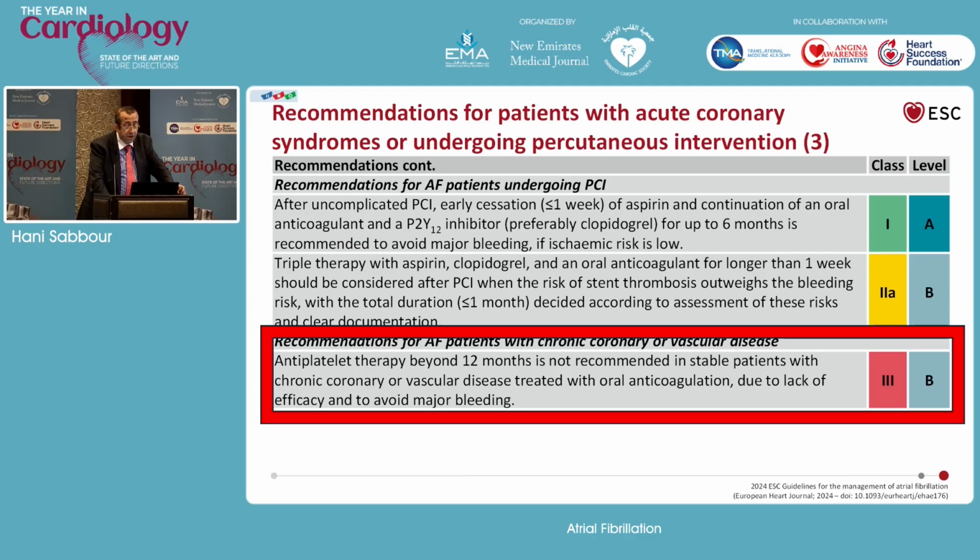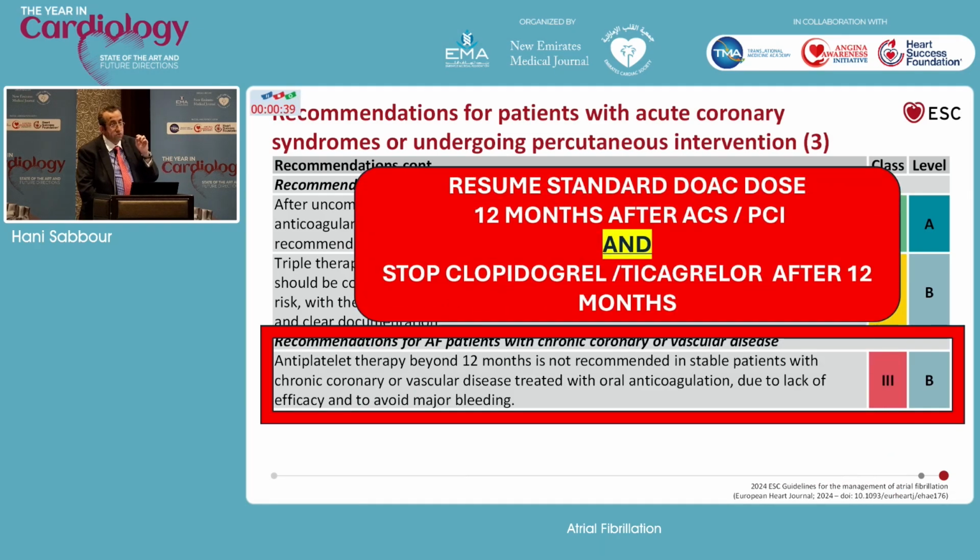Now, what about acute coronary syndrome? Antiplatelet therapy beyond 12 months is not recommended in stable patients with chronic coronary and vascular disease on oral anticoagulation, due to lack of efficacy and to avoid major bleeding. So at the end of the year, stay on your DOAC, forget everything else. Very clear, okay? Resume standard dose DOAC 12 months after ACS PCI. Stop ticagrelor or clopidogrel after 12 months. Simple rules for a lot of patients, very important.